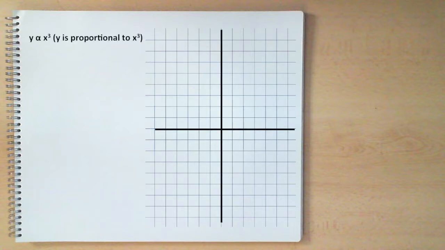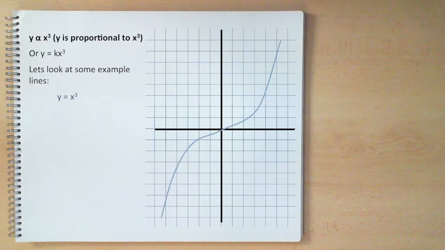Okay, let's get even more complex now. We're moving on to y is proportional to x cubed, or y is equal to kx cubed if we put a constant of proportionality in there. And so some example lines. y is equal to x cubed. That goes from the bottom left up to the top right. It's got that turning point in the center there where x is equal to 0 and y is equal to 0.